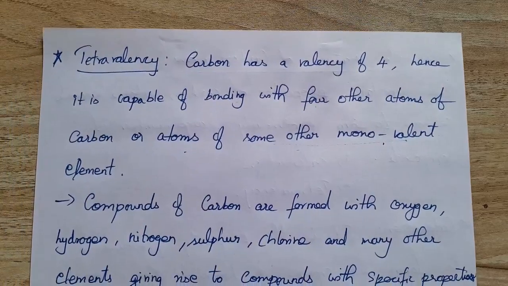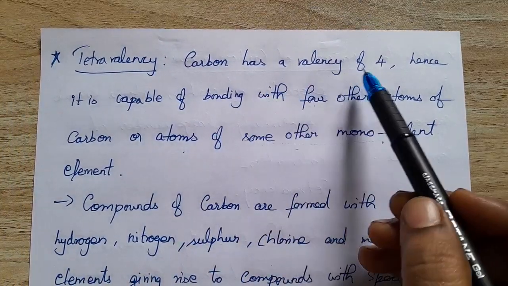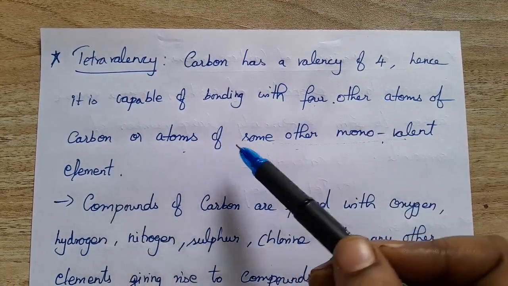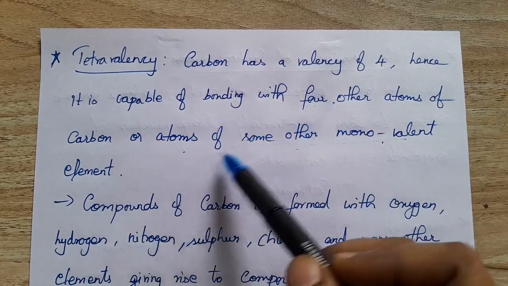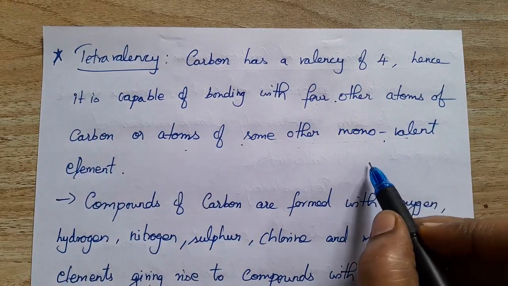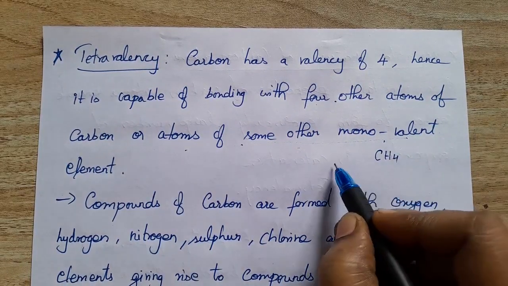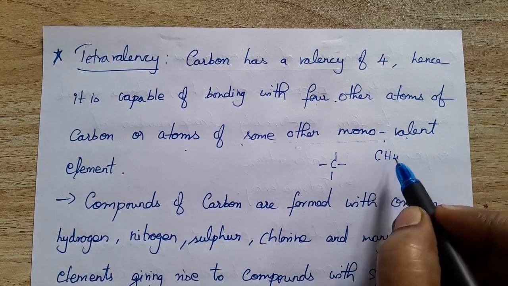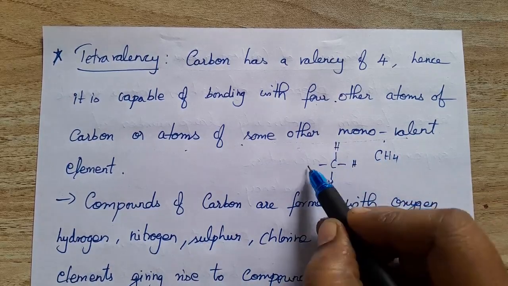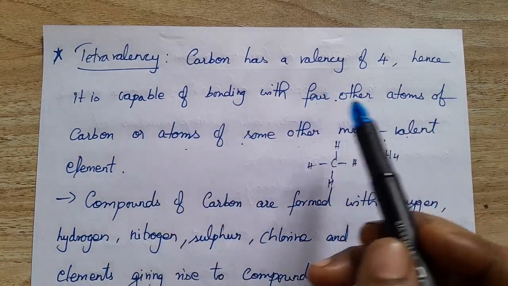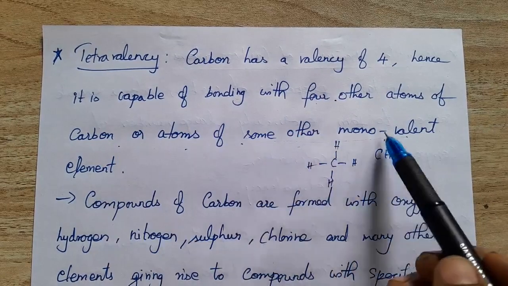The next property which makes carbon versatile is tetravalency. Tetravalency means that carbon has a valency of 4, so it is able to combine with four other carbon atoms or atoms of some other monovalent element. For example, methane, CH4. Carbon has a valency of 4, so it combines with the monovalent hydrogen atoms like this. Hydrogen has a valency of 1.